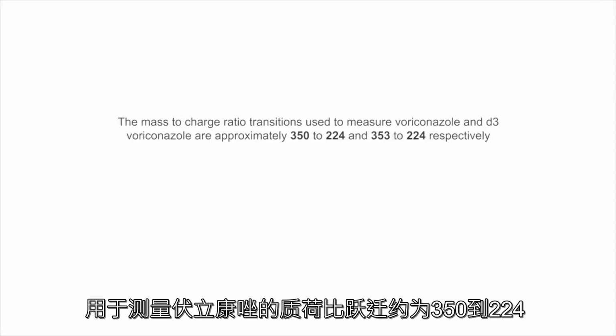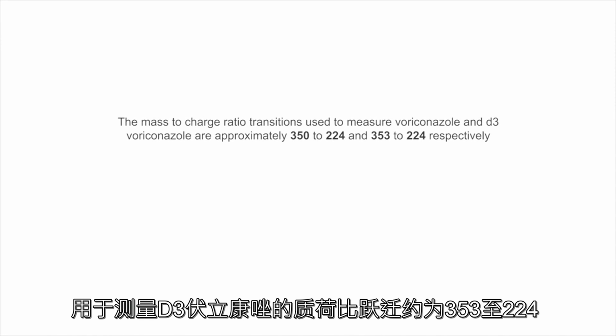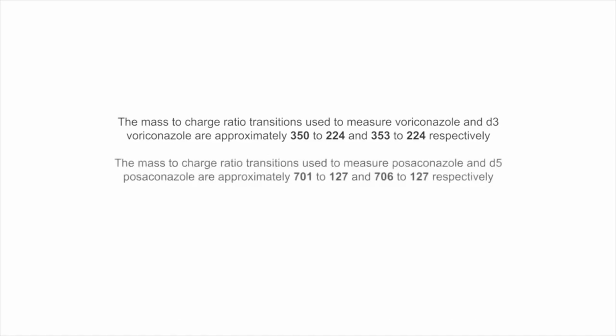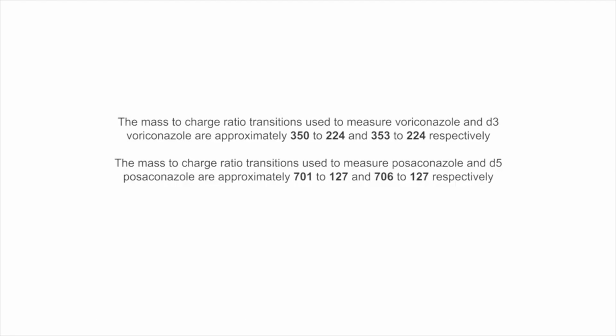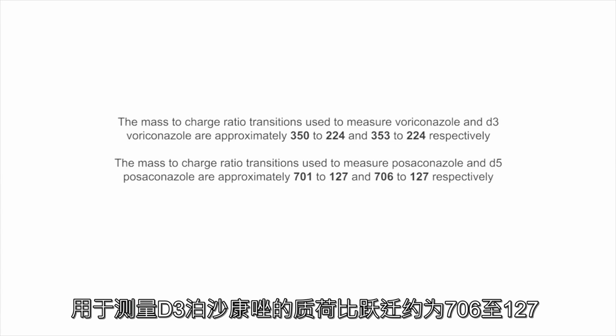The mass to charge ratio transitions used to measure voriconazole and D3 voriconazole are approximately 350 to 224 and 353 to 224 respectively. The mass to charge ratio transitions used to measure posaconazole and D5 posaconazole are approximately 701 to 127 and 706 to 127 respectively.